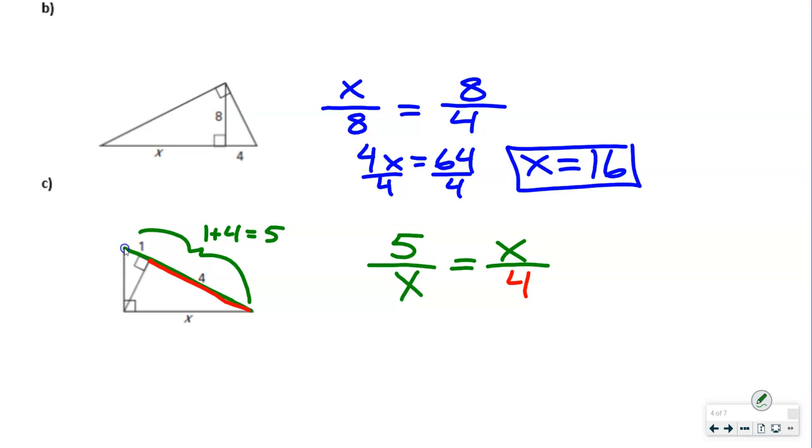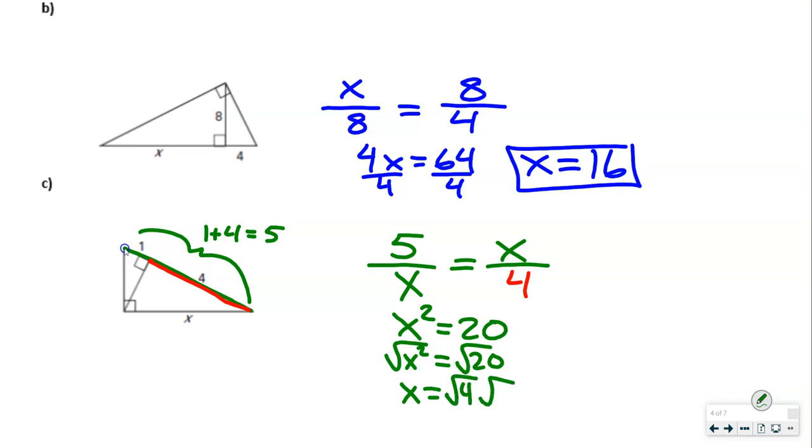So when we cross multiply, we get x squared equals 20. Then when we square root both sides, we're going to need to simplify our radical. So the square root of x squared is going to be equal to the square root of 20. Square root of x squared is just x. And then to simplify the square root of 20, that breaks down to the square root of 4 times the square root of 5. And so we get x equals 2 square root of 5.